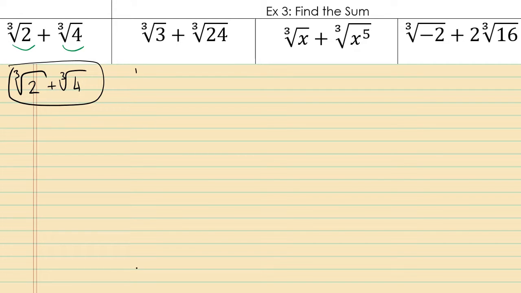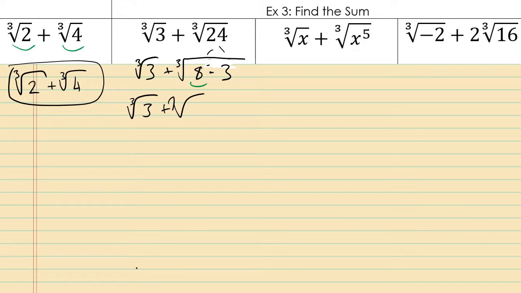On the second one, we have cube root of 3 here, and I can separate 24 into 8 and 3, so we can rewrite it as cube root of 8 times 3. 8 is a perfect cube, I can evaluate that, and we will write cube root of 3 plus 2 cube root of 3. 1 cube root of 3, 2 more cube root of 3's, it will create 3 cube root of 3 as our final answer.